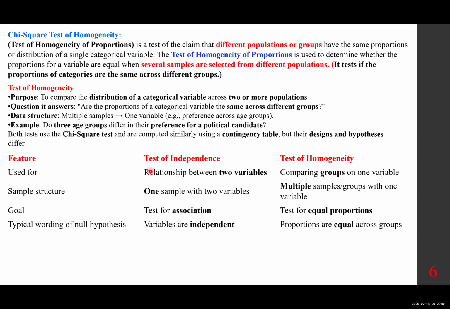All right, let's look at the feature: test of independence, test of homogeneity. The test of independence is used for the relationship between two variables. Test of homogeneity, comparing groups on one variable. Sample structure: one sample with two variables, or test of independence. Multiple samples, groups with one variable. Goal for test of independence, test for association; for homogeneity, test for equal proportions.